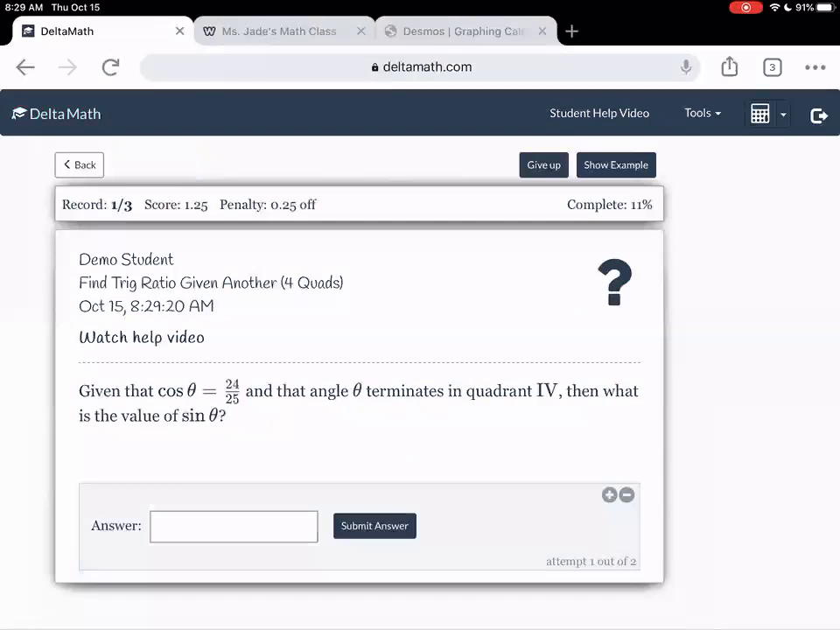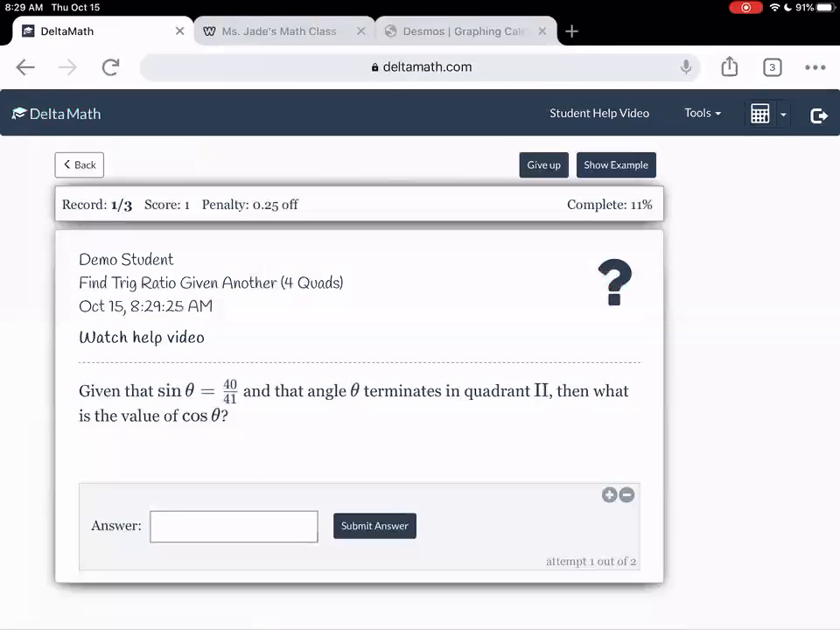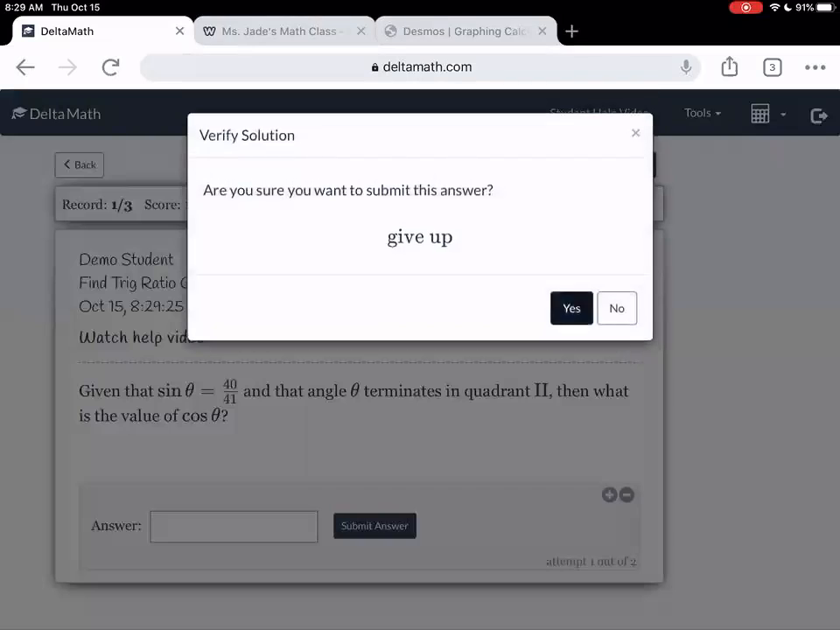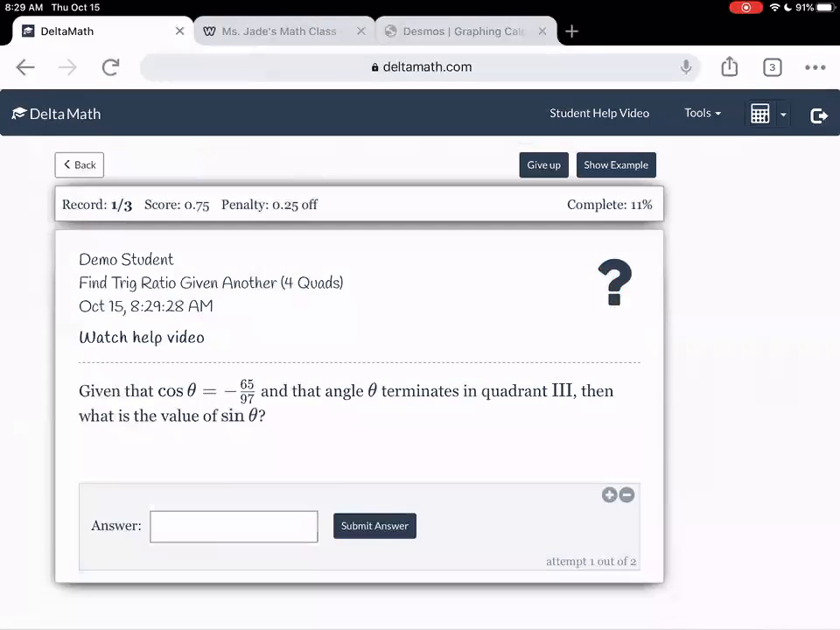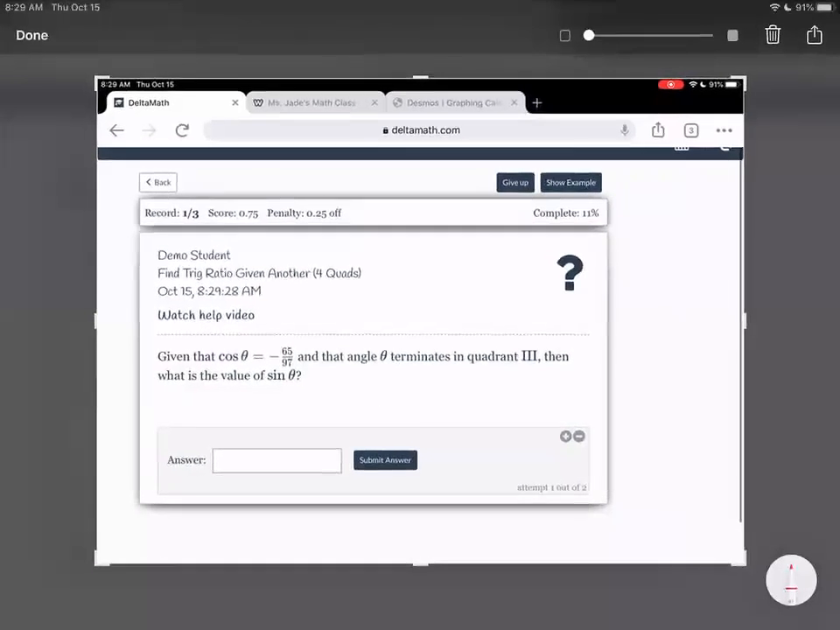Okay, let's look for quadrant 3 as I lose all my points giving up. Give up. Oh, yay! I didn't lose all my points. I only lost most of them.